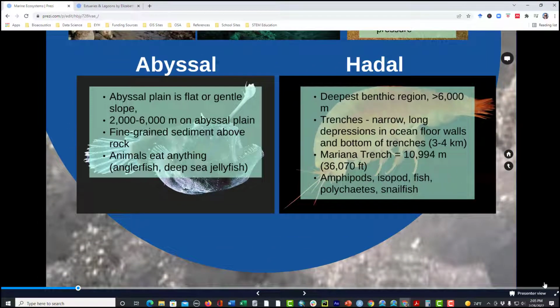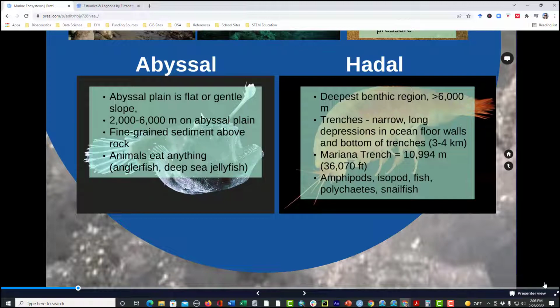Next, we have the abyssal and the hadal zones. The abyssal plain is either a flat or a gentle slope that occurs between 2,000 and 6,000 meters. It's going to consist of a bottom that has a very hard rock that is covered in fine-grained sediment. The animals within this region are going to eat anything, so they'll consist of anglerfish and deep-sea jellyfish, and they basically will be omnivores. Anything that's available, they will consume.